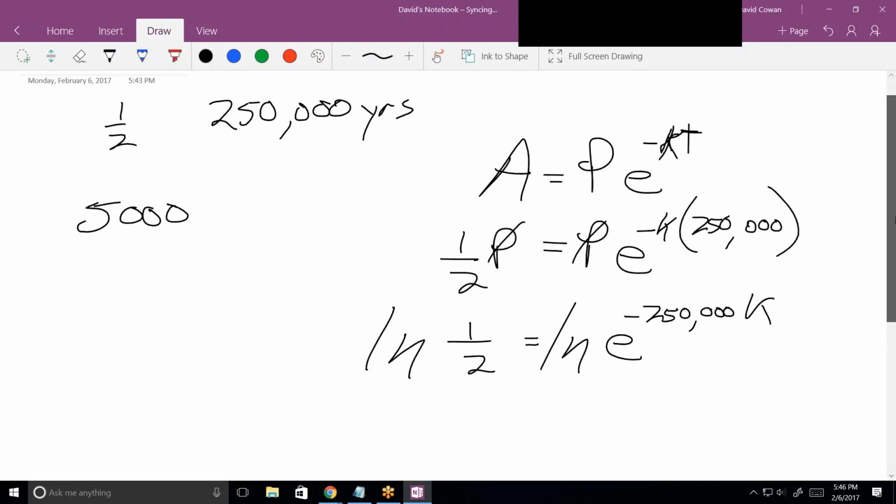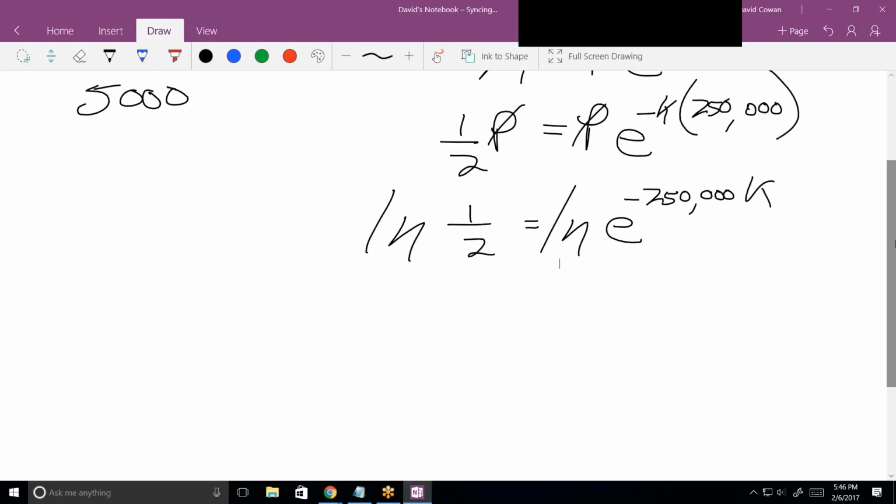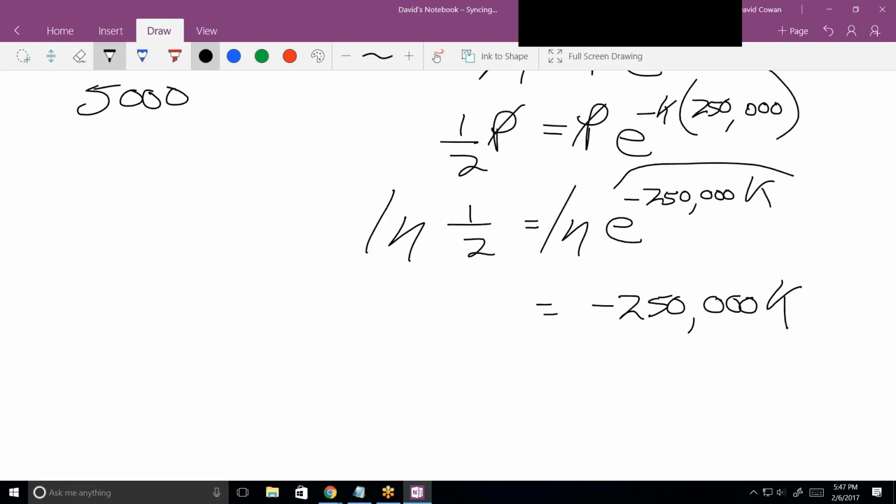Now, what does the right become? Natural log of a half equals negative 250,000 K. In other words, what you're really doing is taking this exponent and bringing it down onto the algebra line, and then multiplying it by natural log of e, which is 1. And so that leaves that exponent. And on this side, we have this.